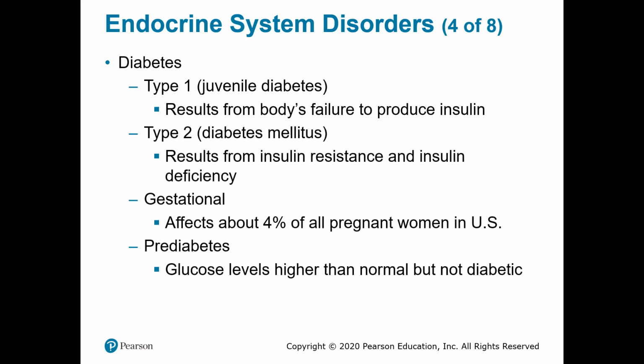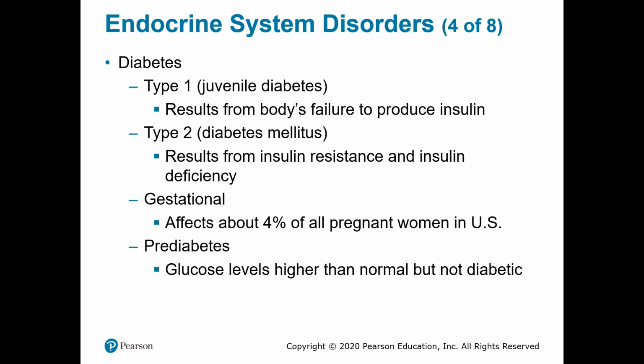With type 2 diabetes mellitus, the individual has become insulin resistant or insulin deficient. So they're not producing enough, and what they are producing, their body's not utilizing properly. It's resisting it. Thus, they may need to medicate and possibly even add insulin if they're unable to get it under control. Gestational diabetes affects about 4% of all pregnant women in the U.S. And just something about the pregnancy triggers some women to become diabetic during the course of the pregnancy. And that is what we refer to as gestational diabetes.